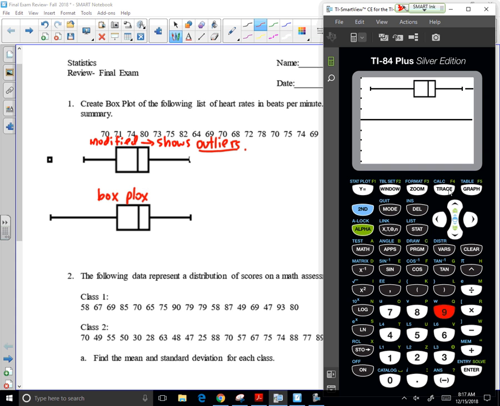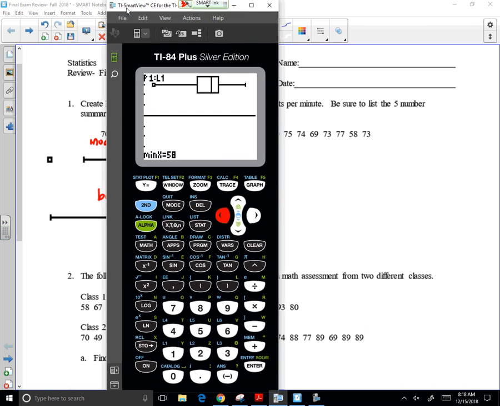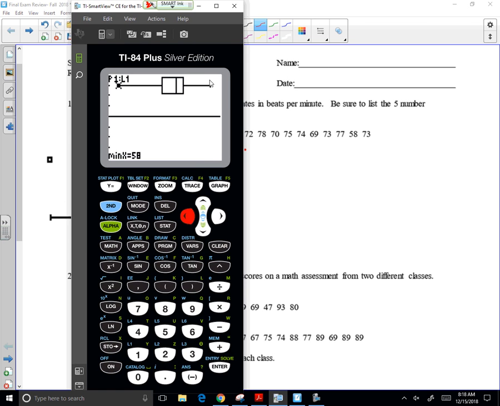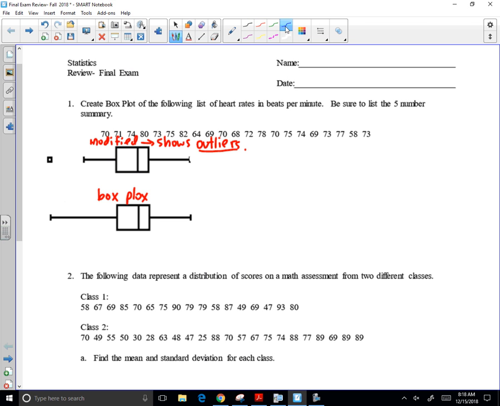Now, how do we get the points? Hit the trace key. All right? So trace, and then hit the left and right arrow to get what you need. All right? So we got a min, a Q1, a median, a Q3, and a max. All right? So I'm going to go lowest to highest and indicate those values. I want to make sure I have them down on paper. Min, Q1, median, Q3, and max.